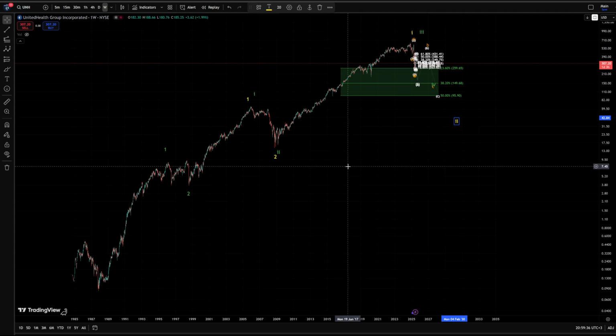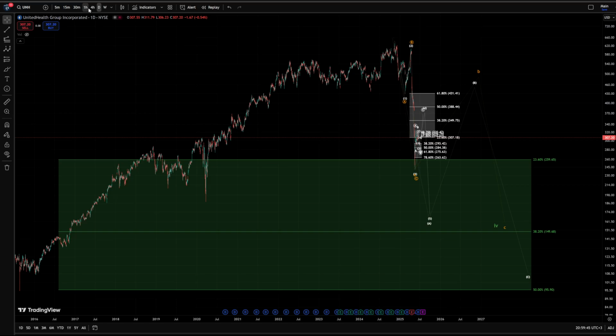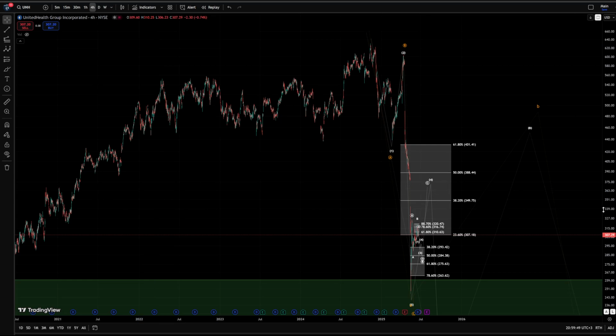If you want a more deep look at the larger time frame, you can check out the previous videos on this chart. It is included in the first one for sure, and I think in the second one as well.